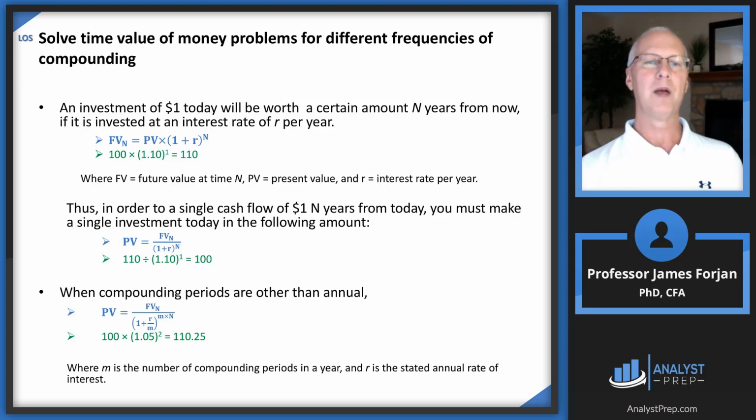Back when we were compounding just once a year, our $100 grew to $110, but now that we're compounding it twice a year, our $100 grows to $110.25. And of course, that $110.25 would be greater if we compounded monthly and weekly and daily, et cetera, et cetera.